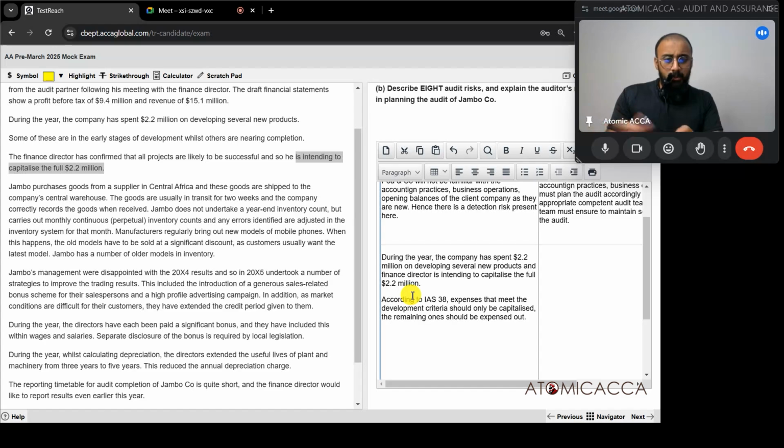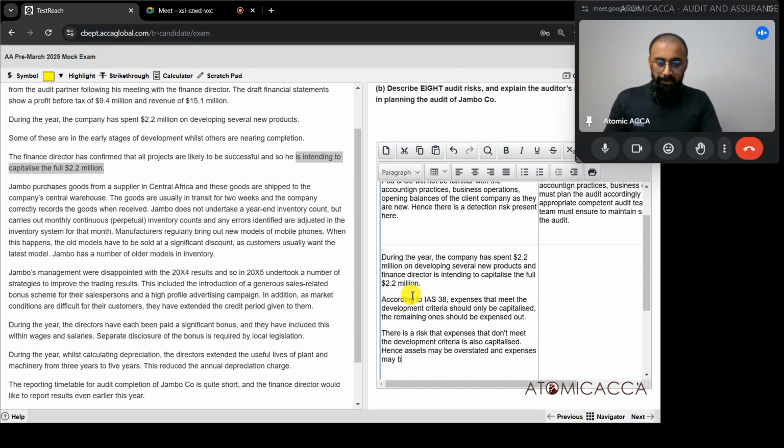What could be the risk over here? There is a risk that expenses that don't meet the development criteria are also capitalized. Hence, assets may be overstated and expenses may be understated. So the left side is okay.